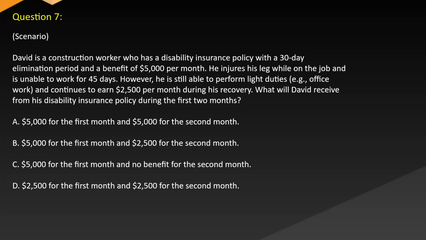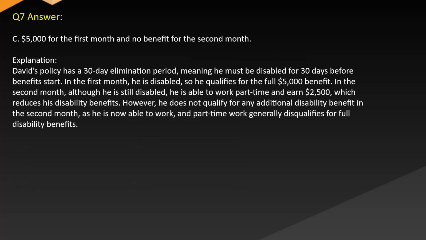A. $5,000 for the first month and $5,000 for the second month. B. $5,000 for the first month and $2,500 for the second month. C. $5,000 for the first month and no benefit for the second month. D. $2,500 for the first month and $2,500 for the second month. Answer: C. $5,000 for the first month and no benefit for the second month.